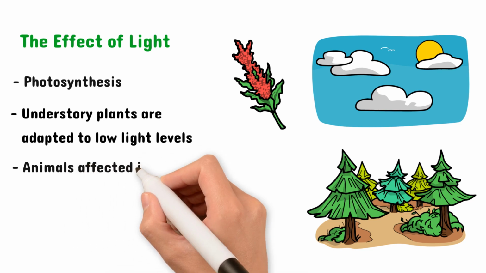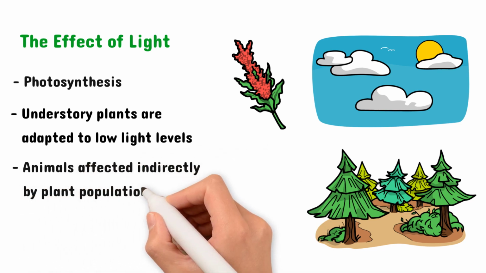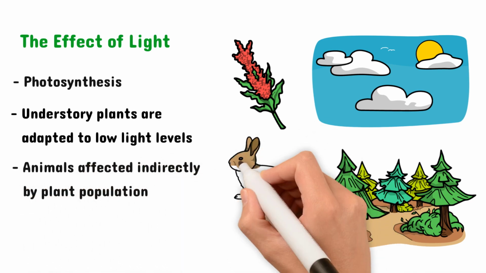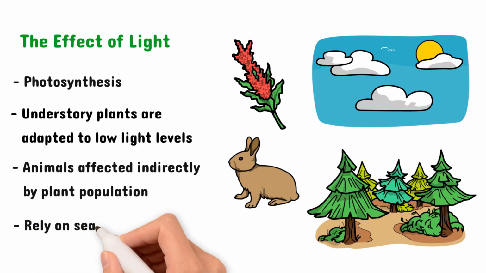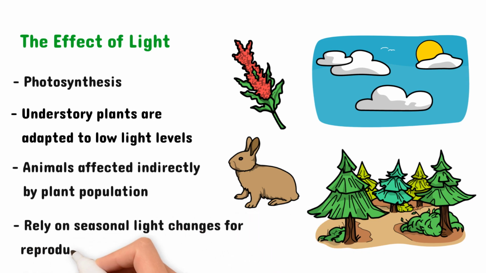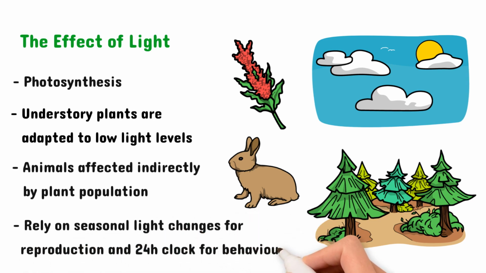Now, animals are affected indirectly by the plant population because with less light, there will be less plants and so less food for the animals, and the chain goes on. But they're also affected directly because they rely on seasonal light changes for reproduction and on a 24-hour clock for behavior. So when they go to sleep, when they wake up, when they go hunting, and so on.